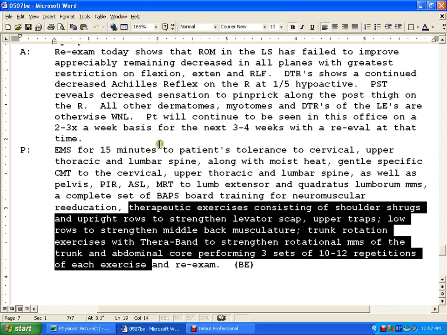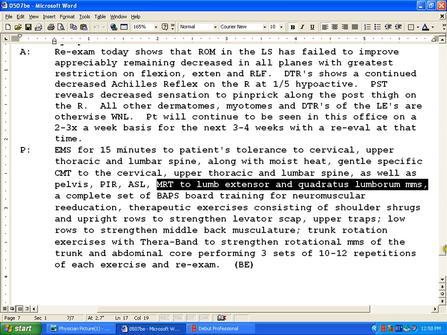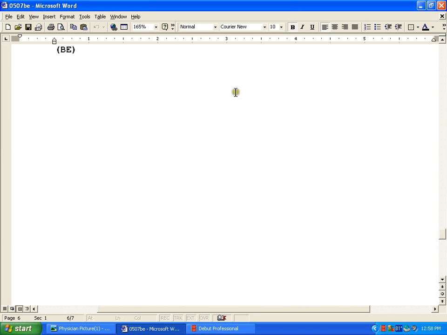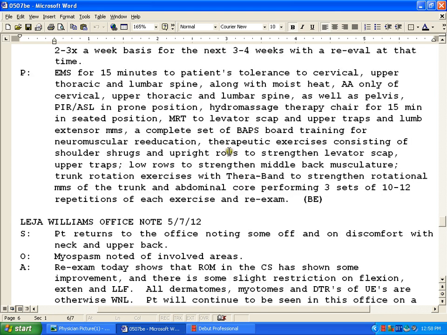Now, there might be other things he does, like he says MRT, and he'll tell you lumbar extensor and quadratus lumborum. And sometimes it's other things. It might be for the cervical. It might be for the shoulder. He'll tell you. And then when it's an extremity adjustment, it's a little bit different. Let's see if I could find one here that has extremity.